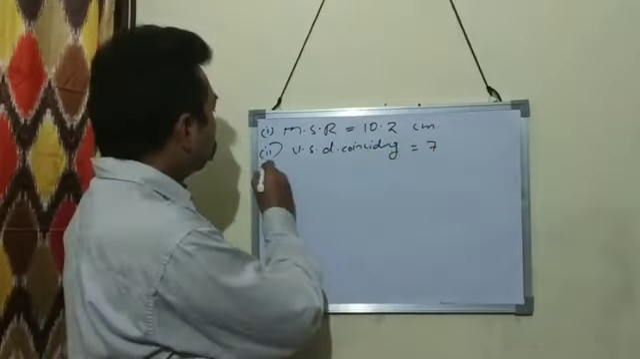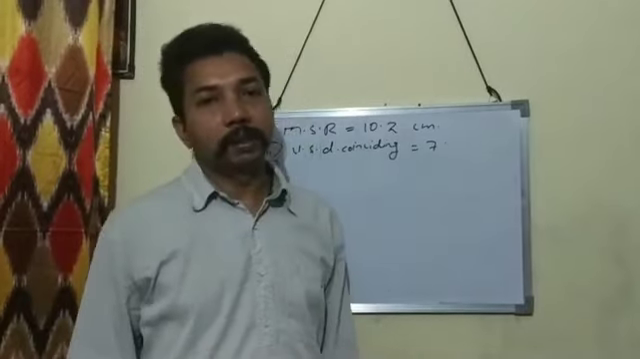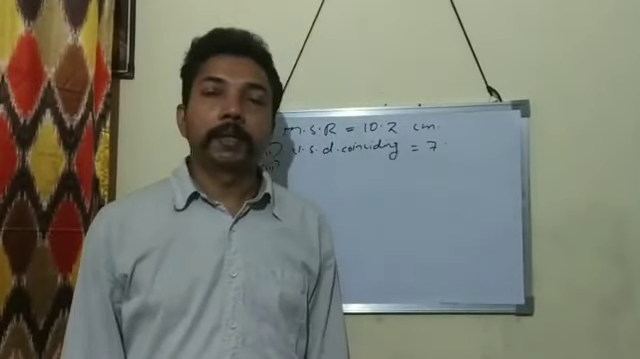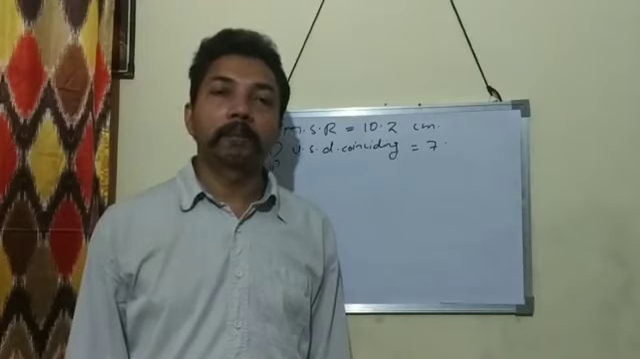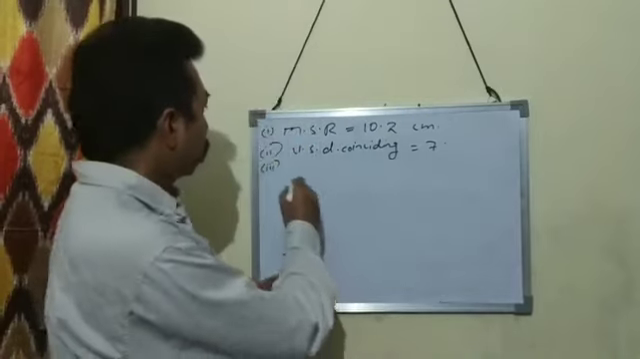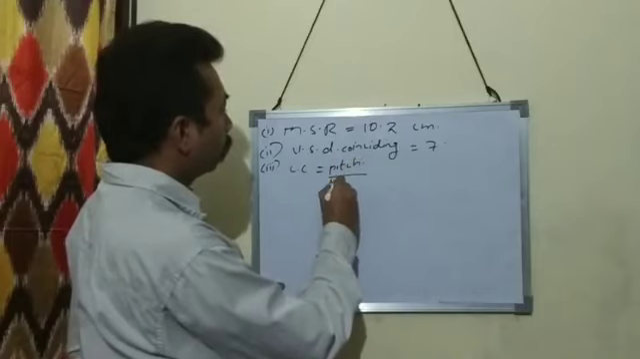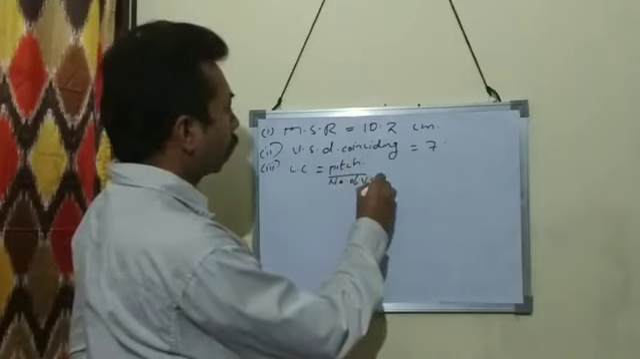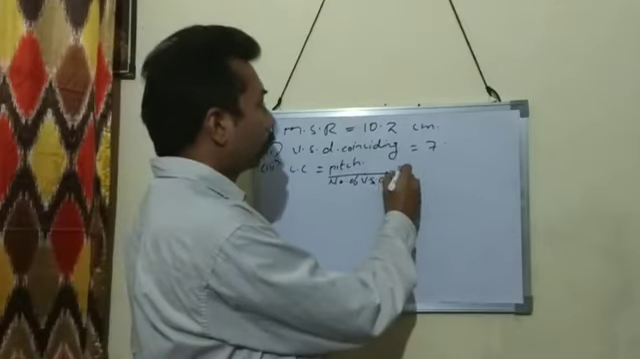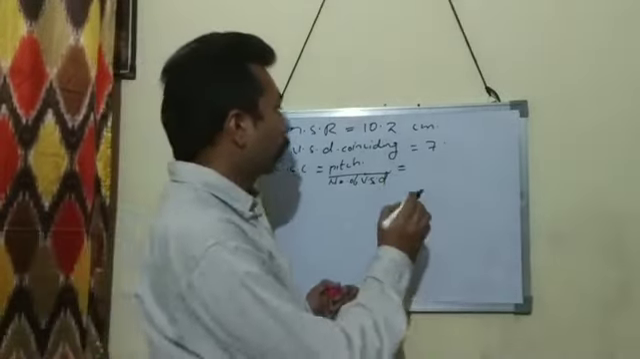Now, third part, we have to find the observed length. I have already told you the formula to find the observed reading: it is equal to main scale reading plus vernier scale division coinciding into least count. Least count is pitch upon total number of vernier scale divisions, as I said in the last question. Pitch means the value of one main scale division.